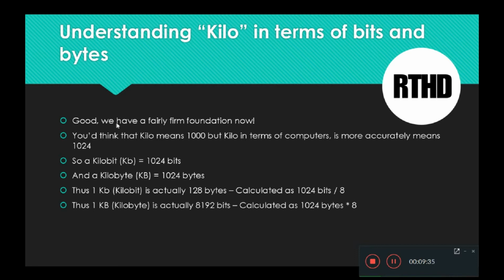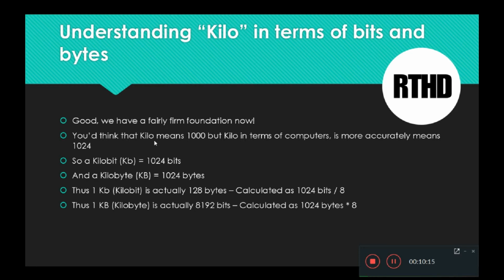So if we know that we have 1024 bits, then it would be very similar to calculate what a kilobyte is, because kilobytes would just be 1024 bytes. So let's check this calculation out. So 1 kilobyte is actually 128 bytes. How did I get that? Well, we just went through the fundamental core of bits, bytes, and how many bits make up a byte, right? So this is what this will explain here. So 1 kilobit is actually 128 bytes.